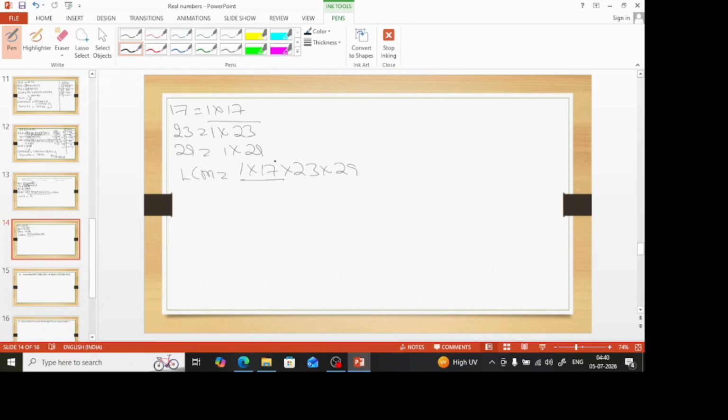Then 23 has not come, we will take 23. Now 29 has not come, so we take 29 also. If we multiply all of them, we will get LCM as 11339.